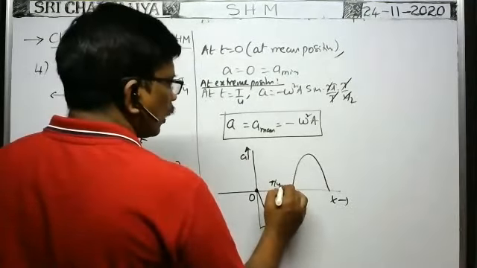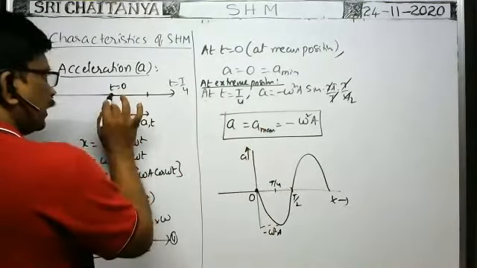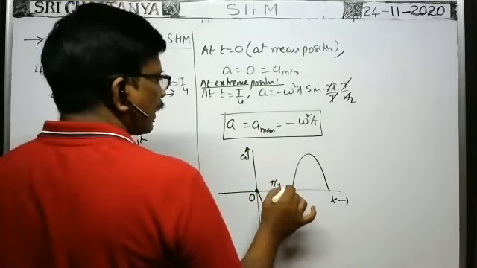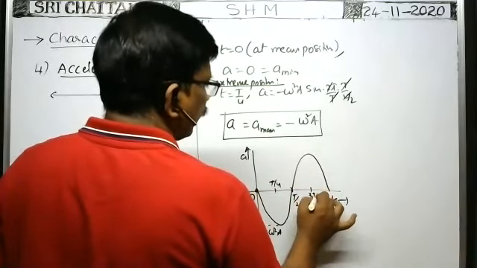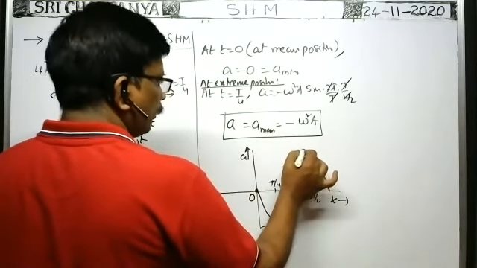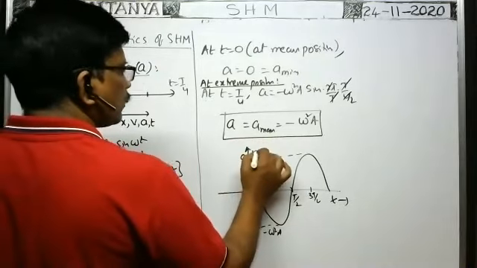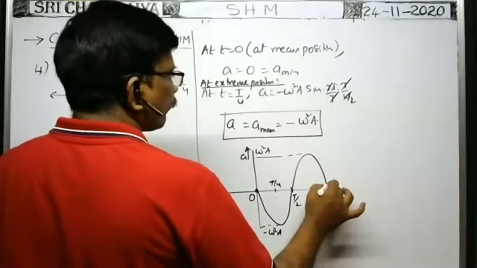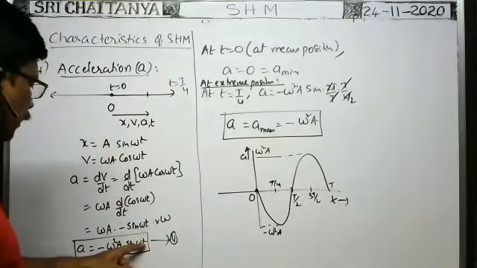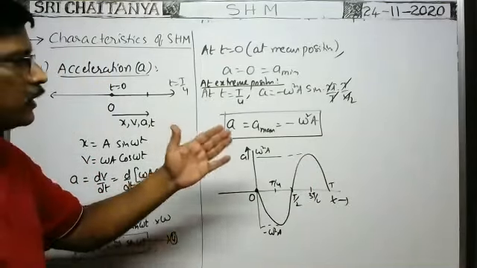At one more T by 4 seconds, the total time is T by 2. At T by 2 seconds, the particle lies at mean position. So at mean position, acceleration is 0. At one more T by 4, totally 3T by 4 time, the acceleration is positive, but at extreme position, that is the maximum value omega square A. At t equal to capital T, the sine value becomes 0, so the acceleration becomes 0. In this way, the acceleration varies with time.